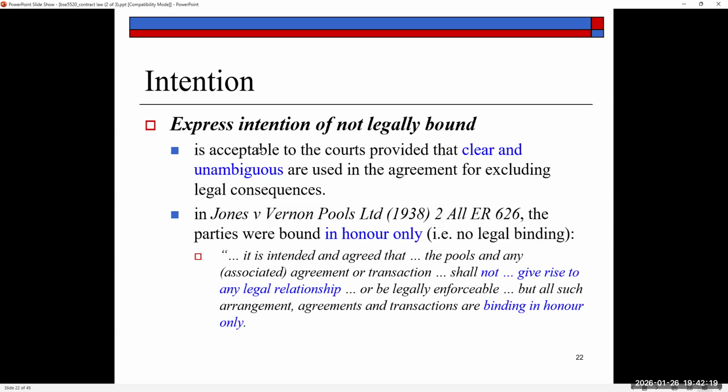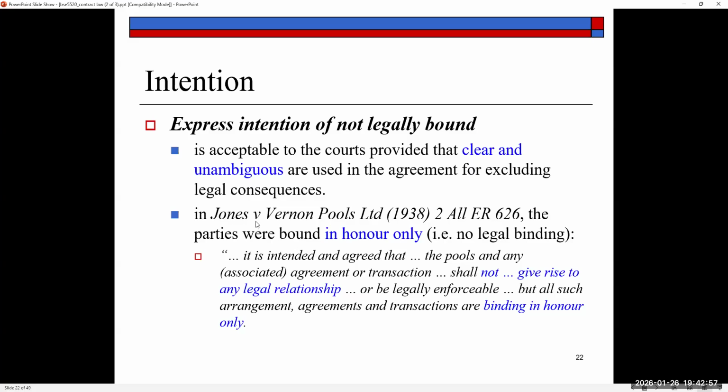And of course, if it is stated expressly in the agreement saying, this is not legally bound, it is acceptable to the court, provided clear and unambiguous statements are used in such agreements. So to protect both sides, if they have not yet 100% firmed up the transactions during the negotiation stage, they may state clearly that this is not yet legally bound.